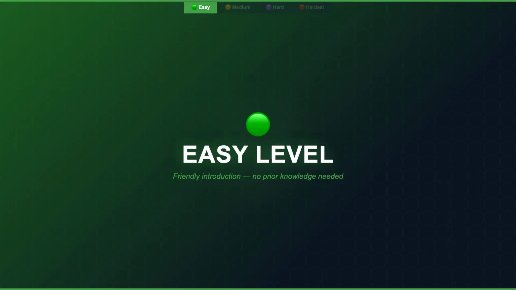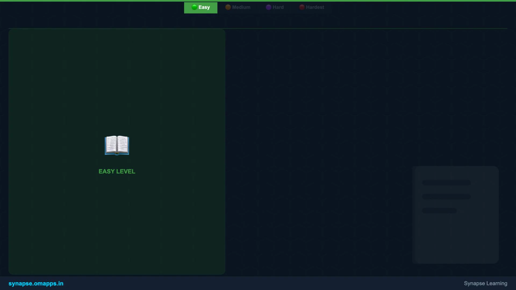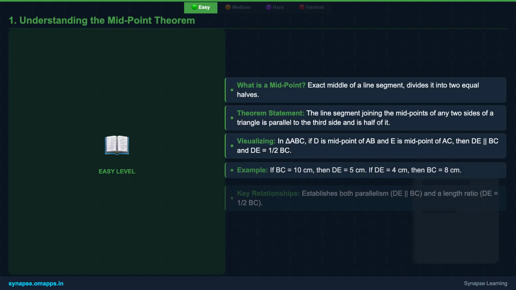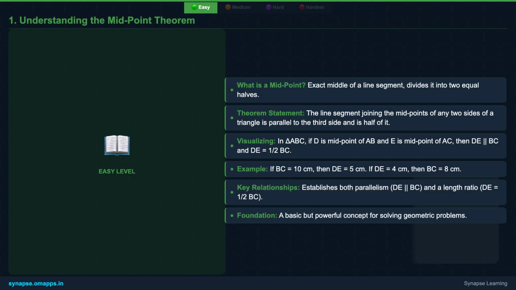Ready to discover a simple yet powerful rule about triangles and their middle points? Let's begin by understanding what a midpoint is. Simply put, it's the exact center of a line segment, dividing it into two equal halves. Now, imagine a triangle. The midpoint theorem states that if you connect the midpoints of any two sides, the line segment you form will have two amazing properties. It will be perfectly parallel to the third side, and its length will be exactly half of that third side.